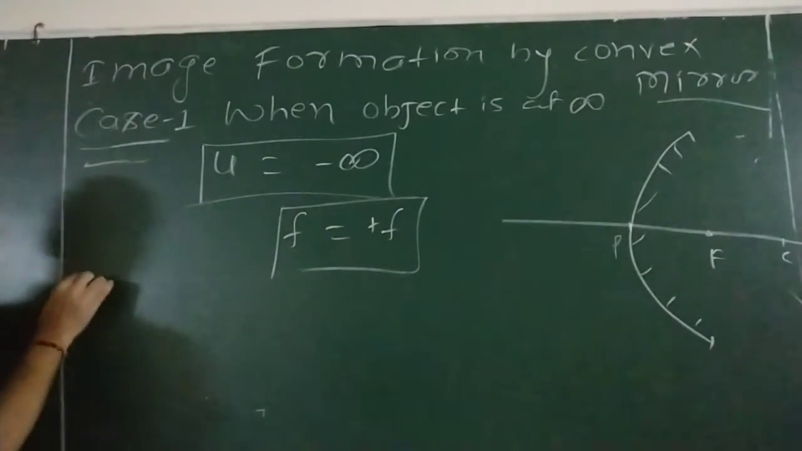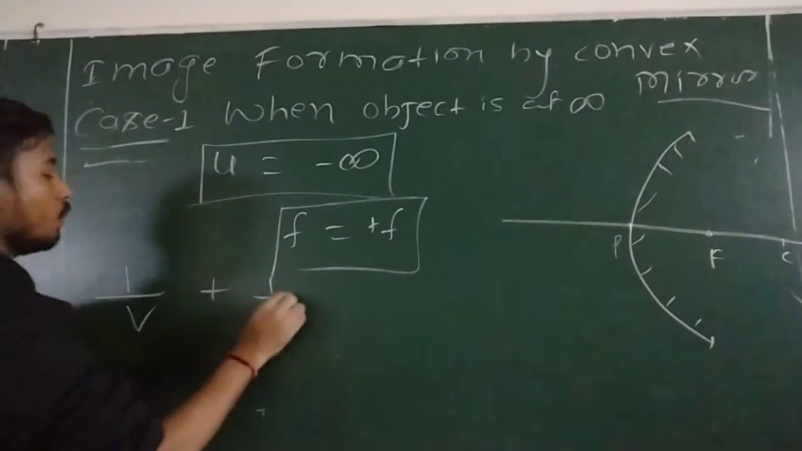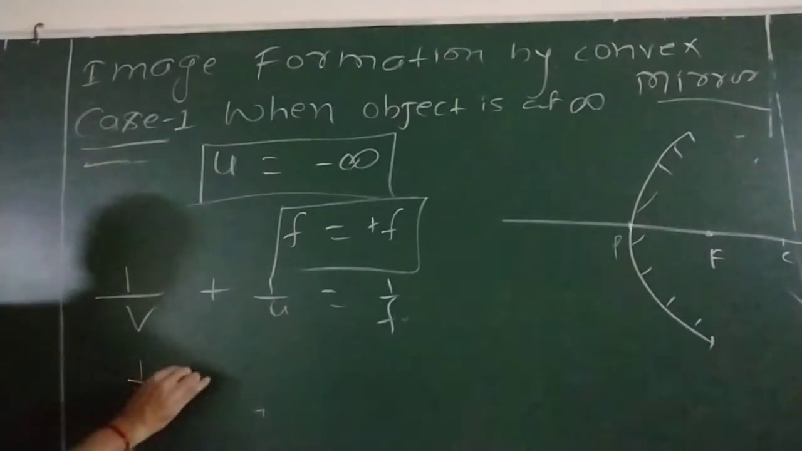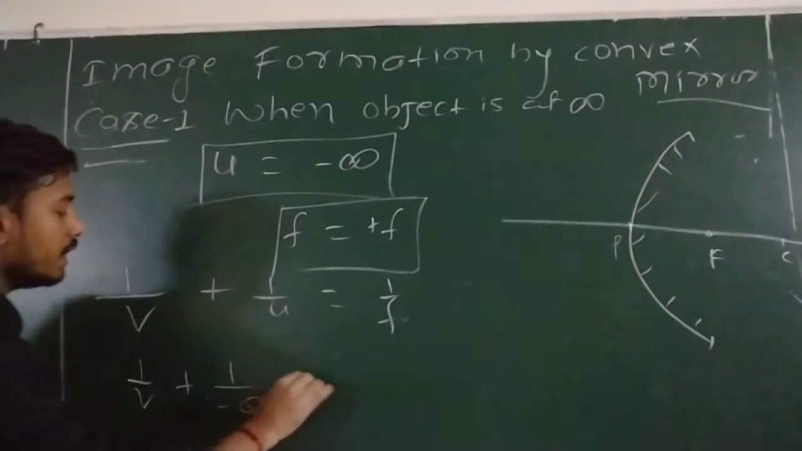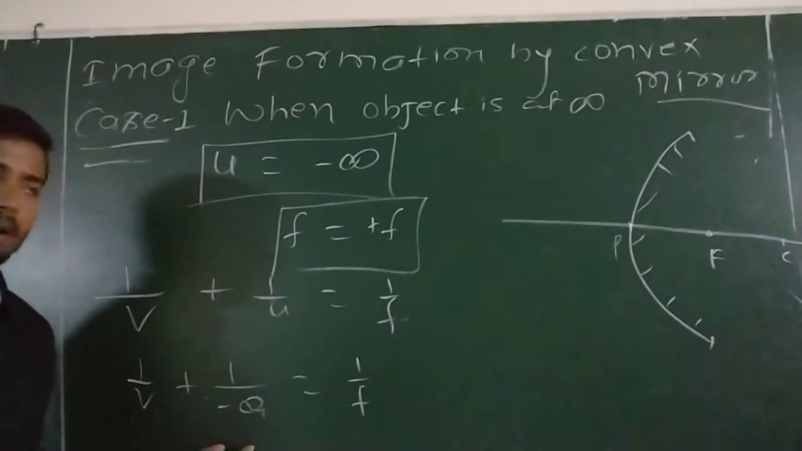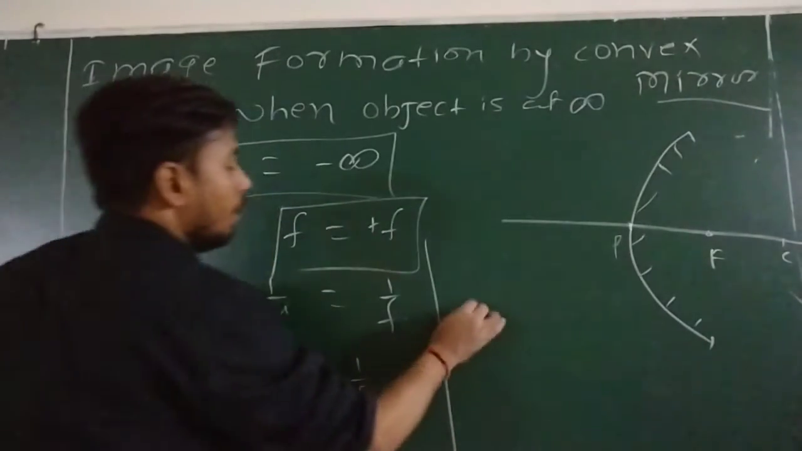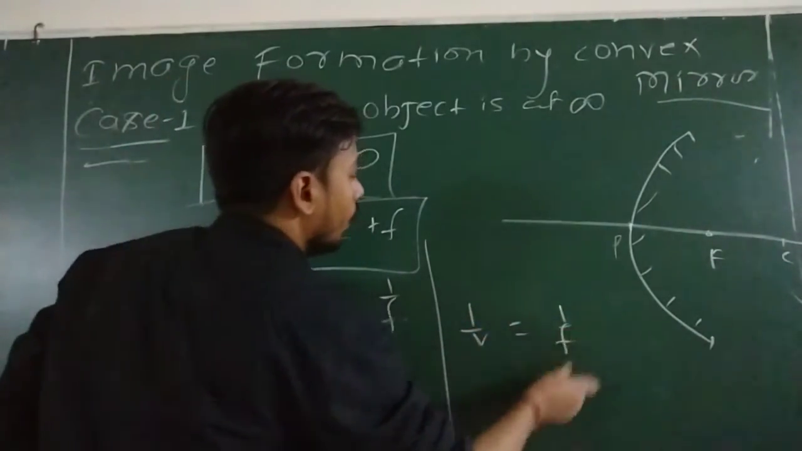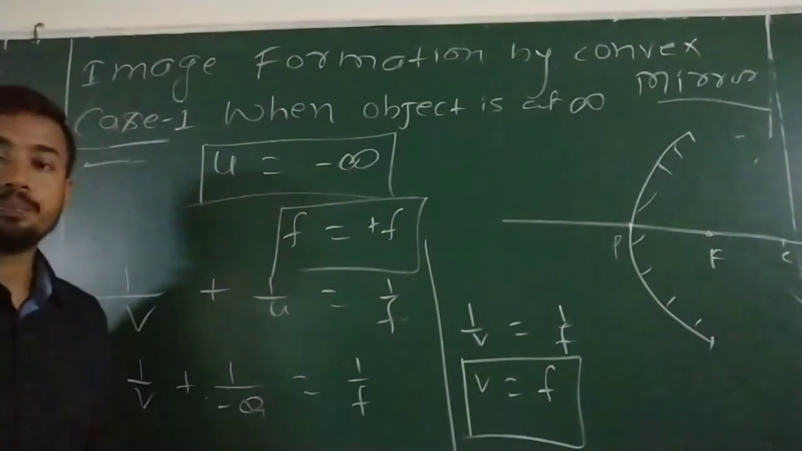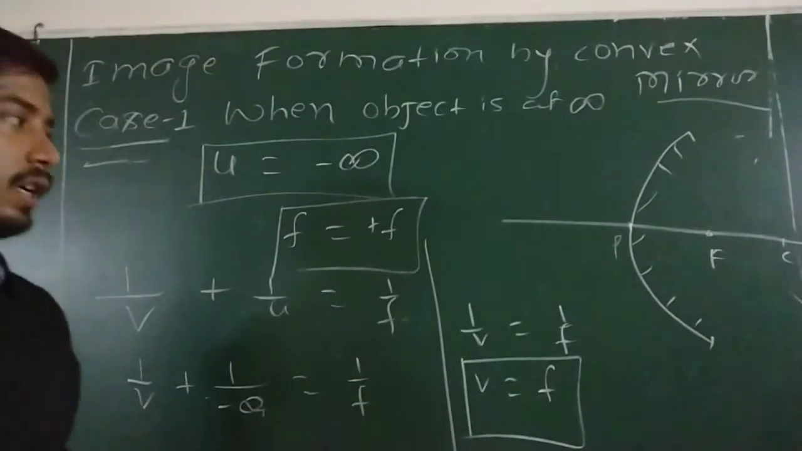Okay. So from mirror formula, what does the mirror formula tell me? 1 by v plus 1 by u is equal to 1 by f. So this becomes 1 by v plus 1 by minus infinity is equal to 1 by f. So my dear, 1 by infinity is what? According to mathematics, it is 0. So if it is 0, this becomes 1 by v is equal to 1 by f. So v is equal to f. It means image will be formed at focus.